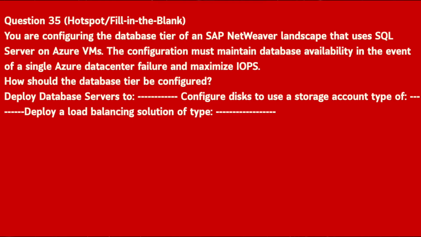You are configuring database tier of an SAP NetWeaver landscape that uses SQL Server on Azure VM. The configuration must maintain database availability in the event of a single Azure data center failure and maximize IOPS. How should the database tier be configured?